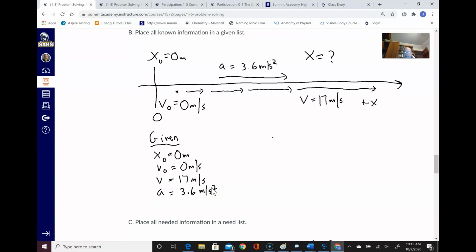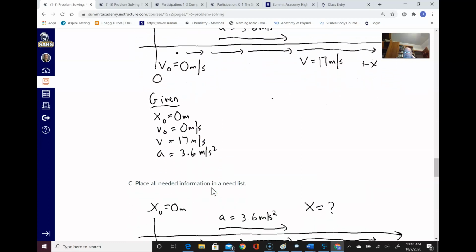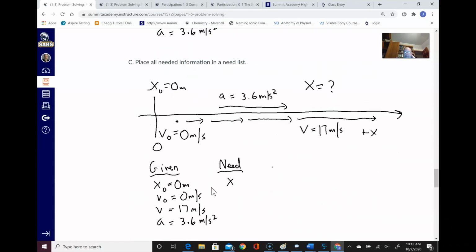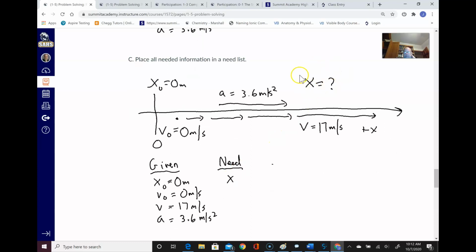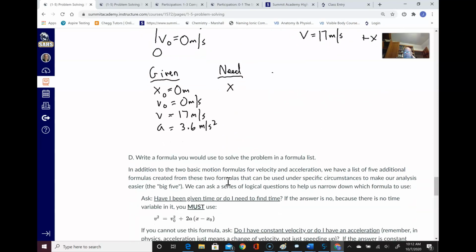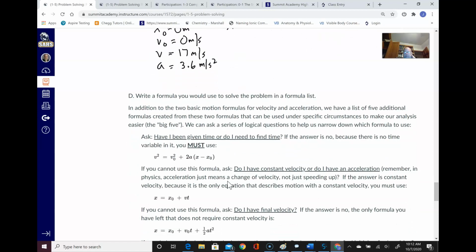Okay, then we're going to place the information that we need in a need list, and in this case I'm saying I want to find out how far they went. What was the final position given this set of circumstances? So I need X. Okay, and now we've got all of the formulas to consider.